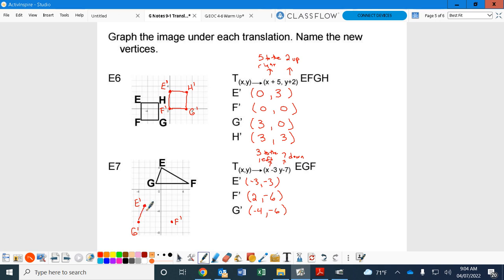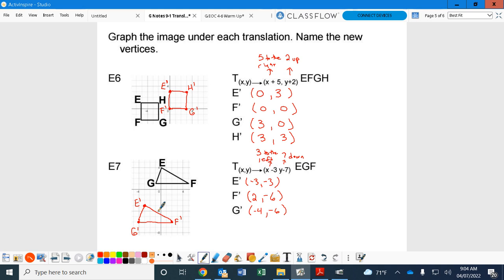And if your shape does not look like the one above it, then you've done something incorrect, because it's a rigid motion. The shapes should be identical to each other. Right? It's a rigid motion, which means the shapes have to be exactly the same. Okay, guys, that's half of your problems. That's half of what you're going to have to do tonight. Anybody have any questions?